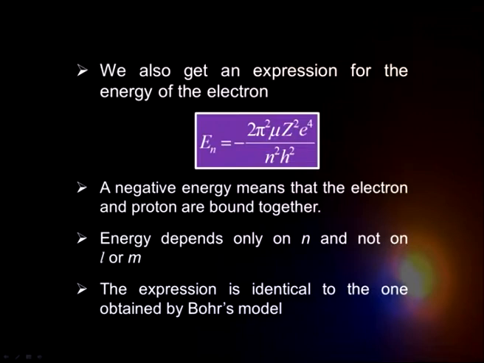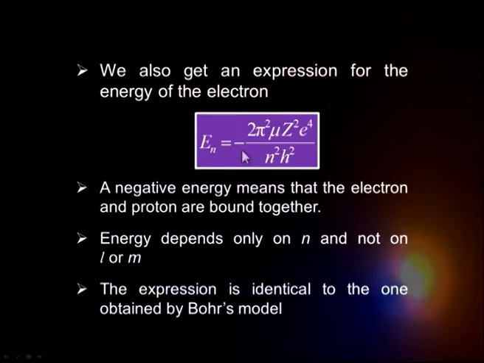So in addition to the wave functions, the quantum number and a restriction on the value of L, we get another expression called the energy expression, which reads En equal to 2 pi square mu z square e to the power 4 by n square h square, wherein 2, pi, mu, z, e and h all are constants. That means all these terms become constant. So energy is inversely proportional to the square of the principal quantum number. That's one significant observation we have.